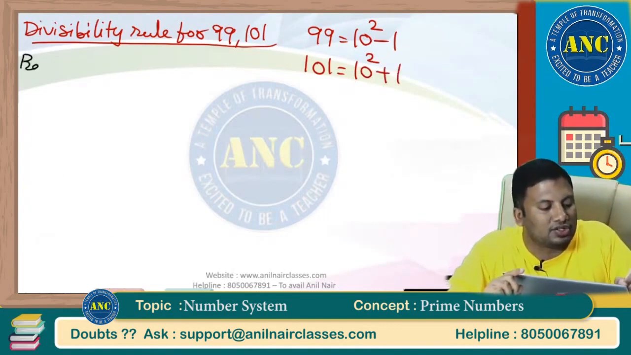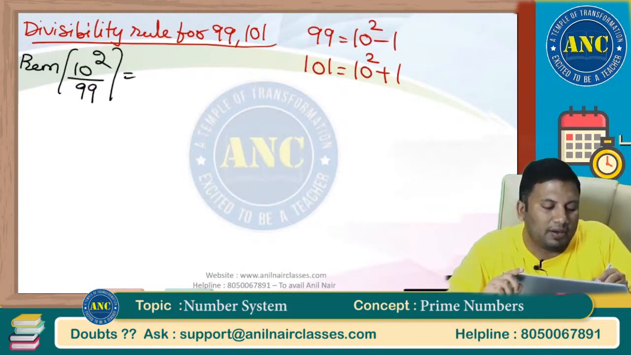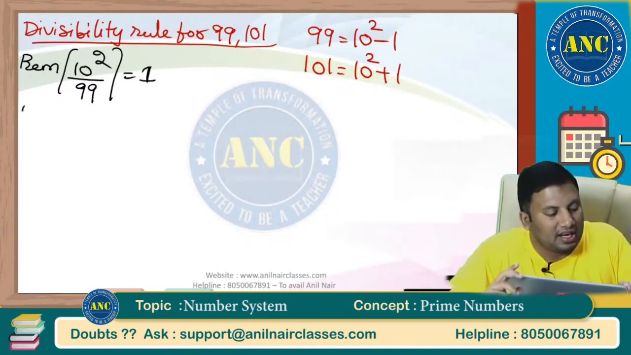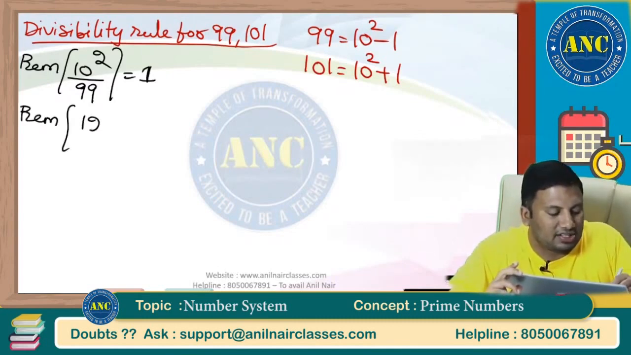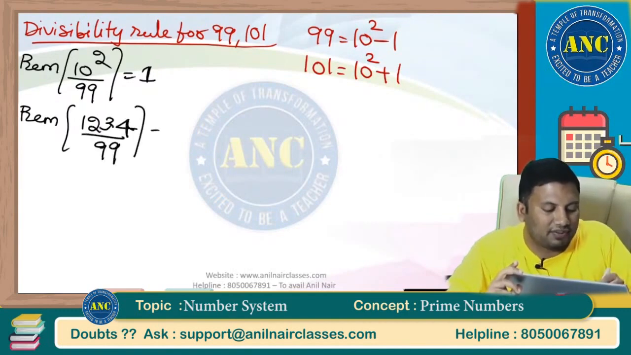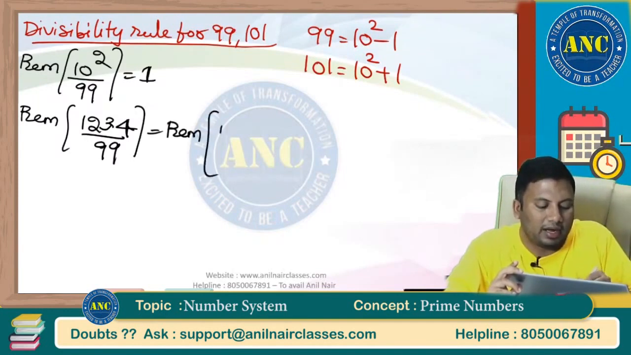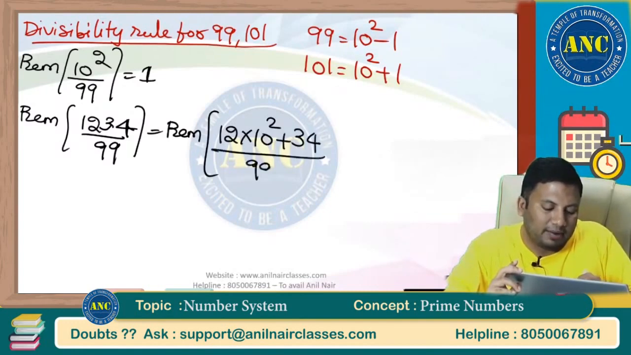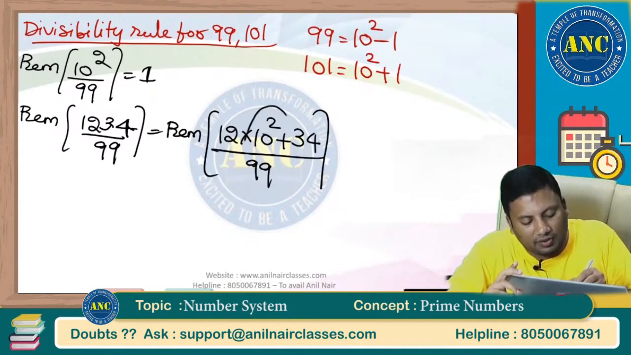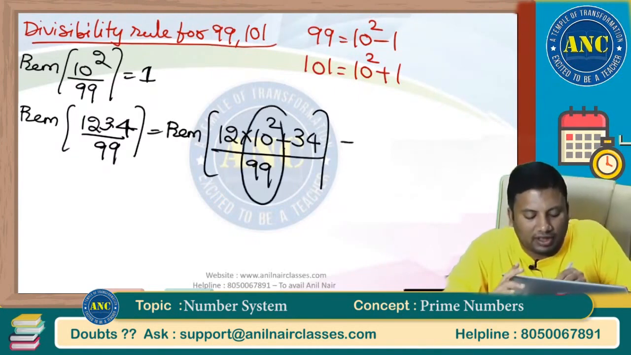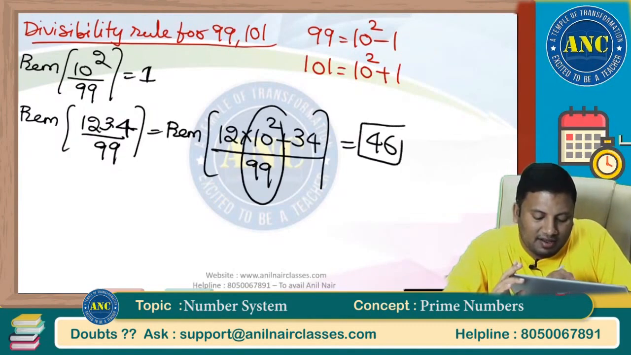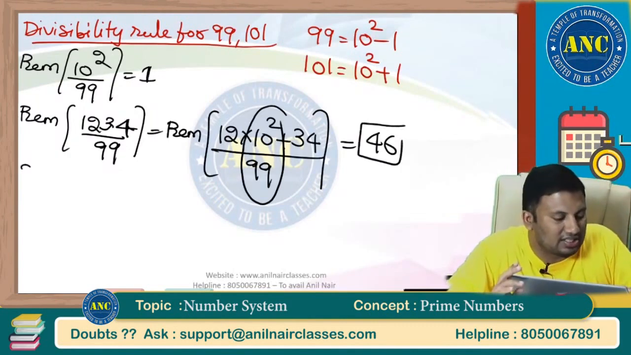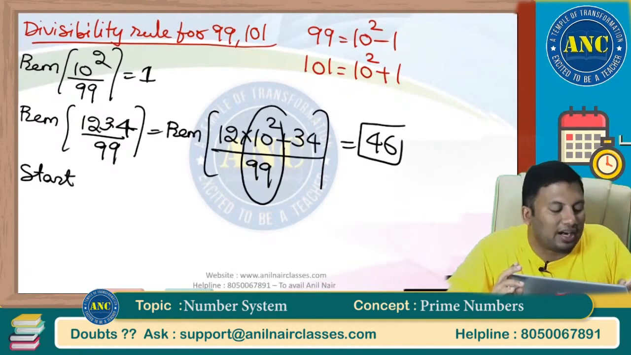So for 99, it will be the remainder of 10 square divided by 99. 100 by 99 gives 1. If the number is 1, 2, 3, 4 divided by 99, what will be the answer? This is nothing but the remainder of 12 into 10 square plus 34 divided by 99. Are you all with me? 10 square divided by 99 is 1, so 34 plus 12. What is the answer? 46. The answer is 46.